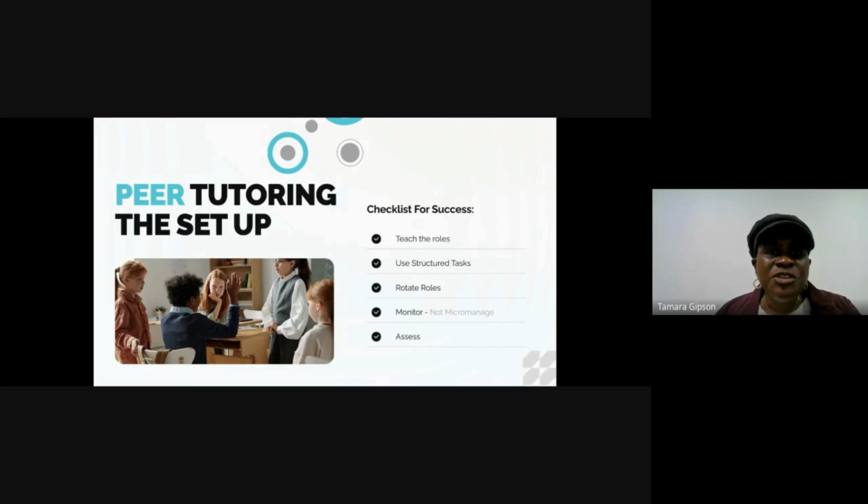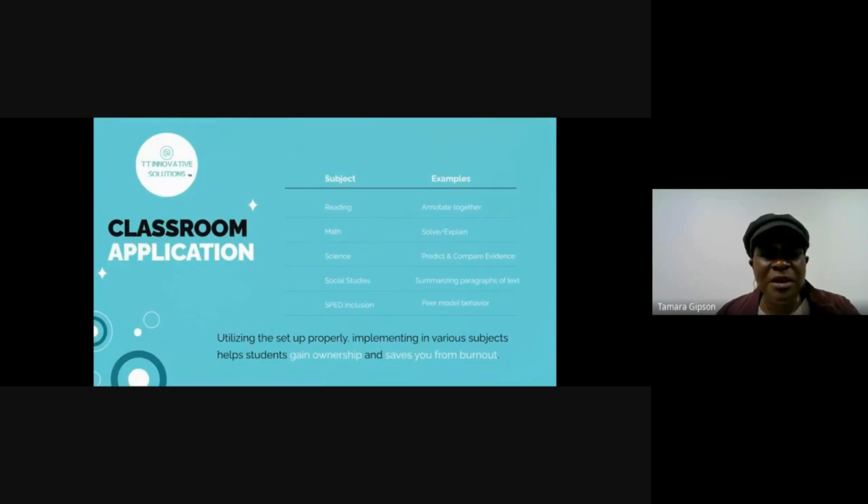But really, what does this do for you and for your classroom and for your students? It really sets us up properly. If we implement this in our various subjects that I'm going to give you some examples of, it helps our students to gain ownership and it helps you not to be burnt out. So a few of the scenario examples that I wanted to give tonight just talks about the various subjects and how you could use it. In reading, I could pair them up for reading of a short paragraph and then they annotate it together in 2 colors.